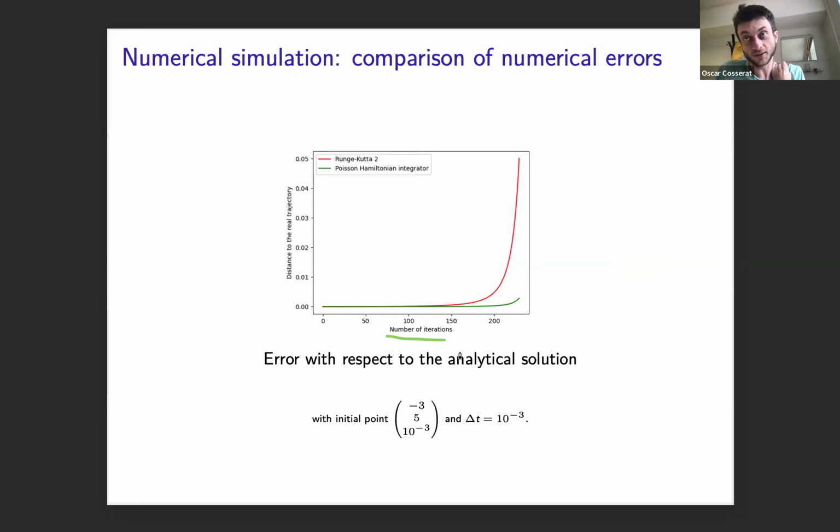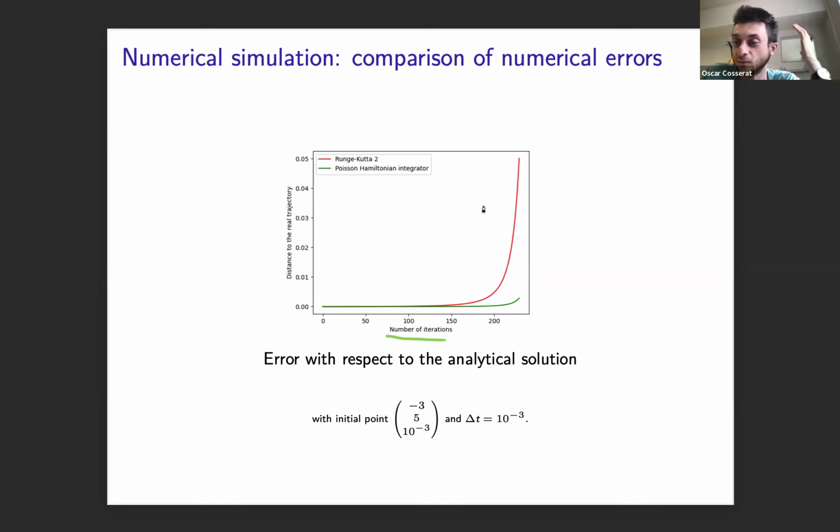With respect to the number of iterations, the distance to the real trajectory. And what we see is that the Hamiltonian Poisson integrator is of order 1. The Runge-Kutta method is of order 2, but still the Hamiltonian Poisson integrator is more faithful to the real trajectory. So everything explodes. So this is normal.